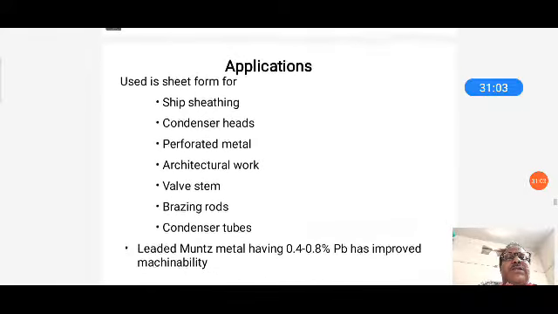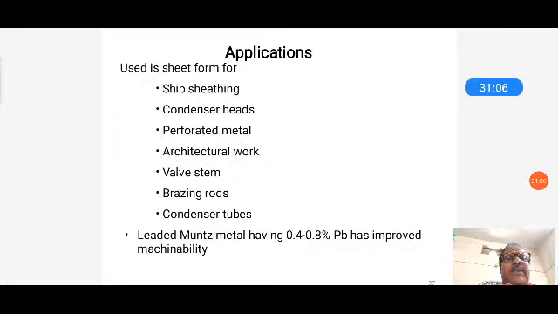Muntz metals are used as sheets for ship sheathing, condenser heads, perforated metal works, architectural works, valve stems, brazing rods, and condenser tubes. These are the applications of Muntz metal.